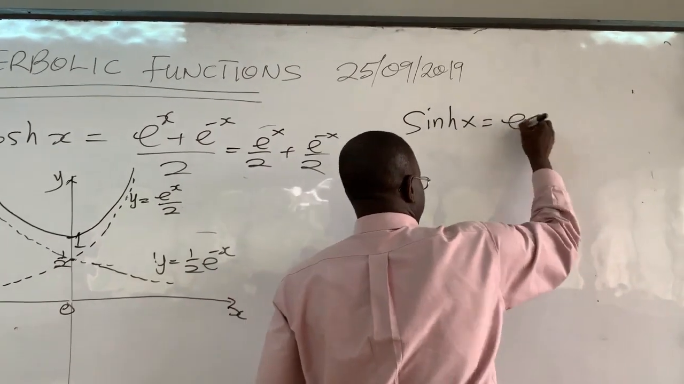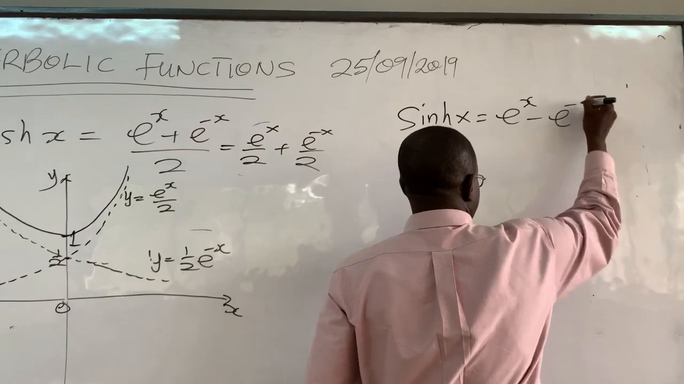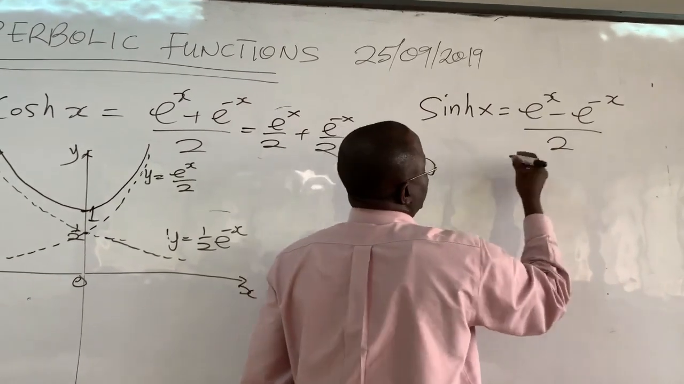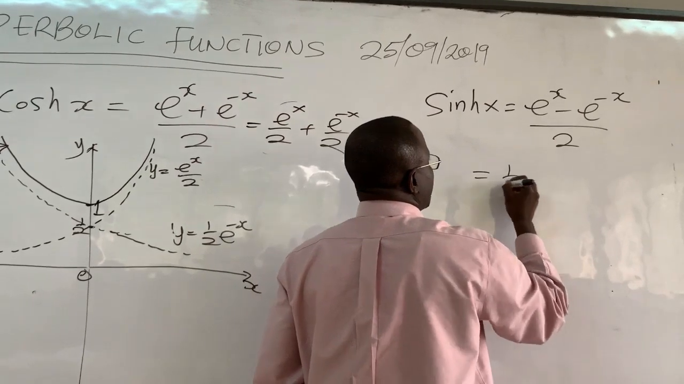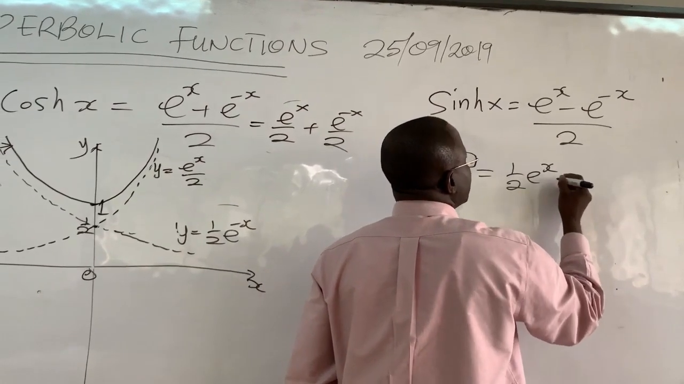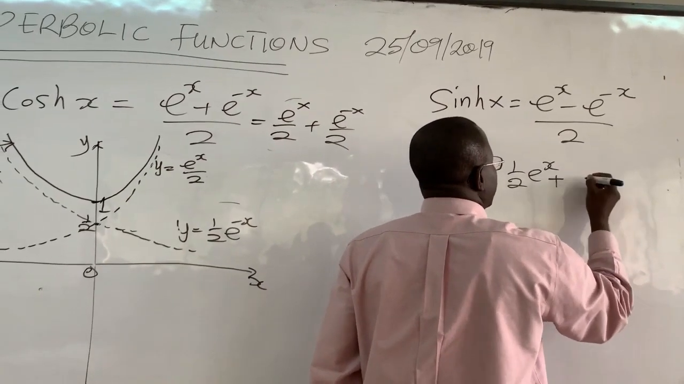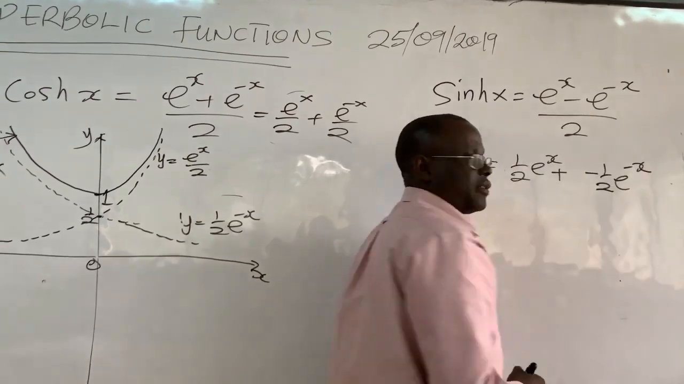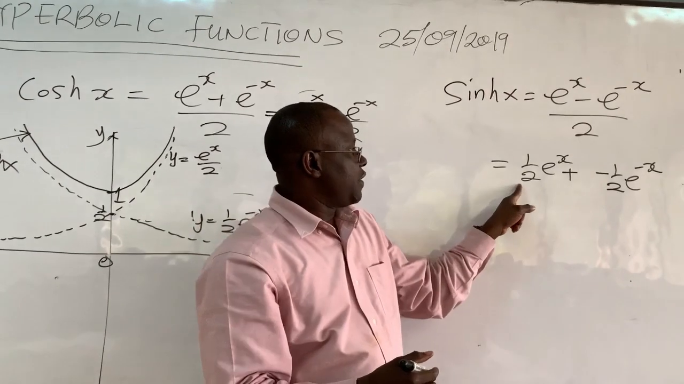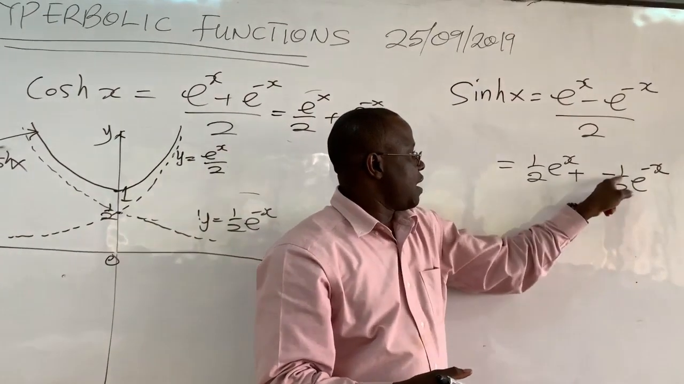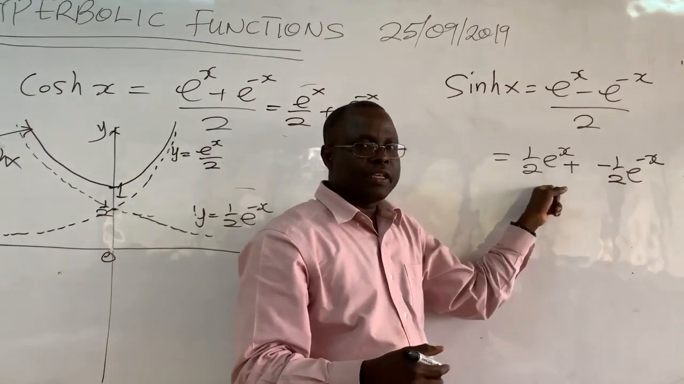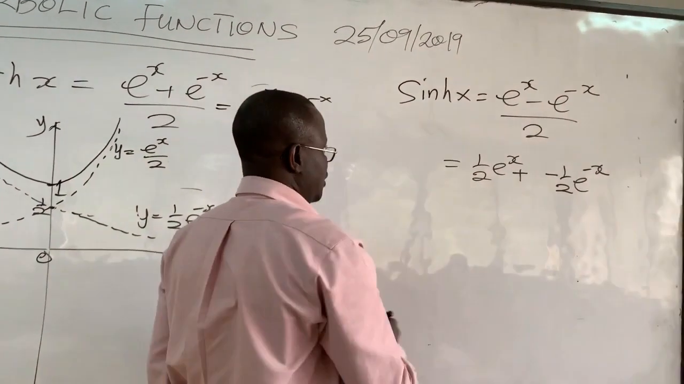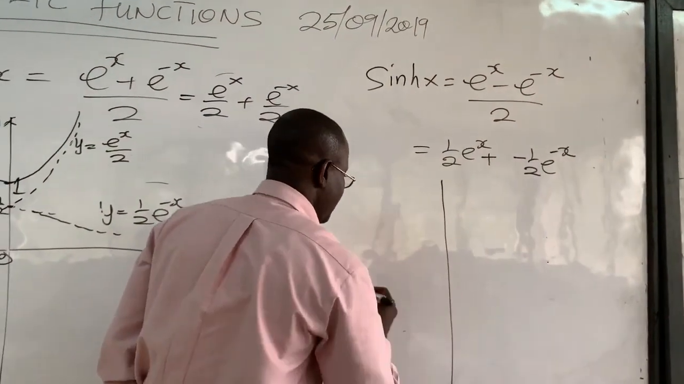Such a function is given by e to the x minus e to the minus x over 2, which means I can rewrite this as 1/2 e to the x plus the negative 1/2 e to the negative x. So I can sketch the graphs of this, the graph of minus half of e to the minus x, add the two as I did for this, and then you get a graph for the sine x. So you have this.